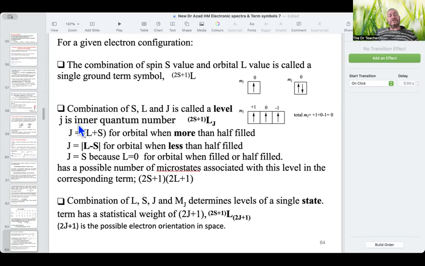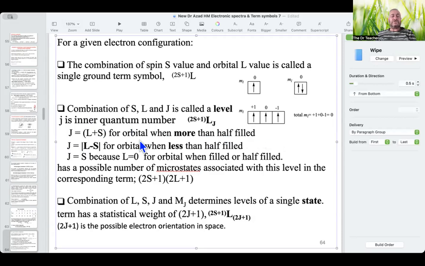The combination of S and L is called a level, and J is the inner quantum number. J comes from the combination of L and S, and you have to calculate J in terms of L plus S or the integer of L minus S. You use L plus S when the orbital is more than half filled. This is important. If it is less than half filled, you use L minus S.